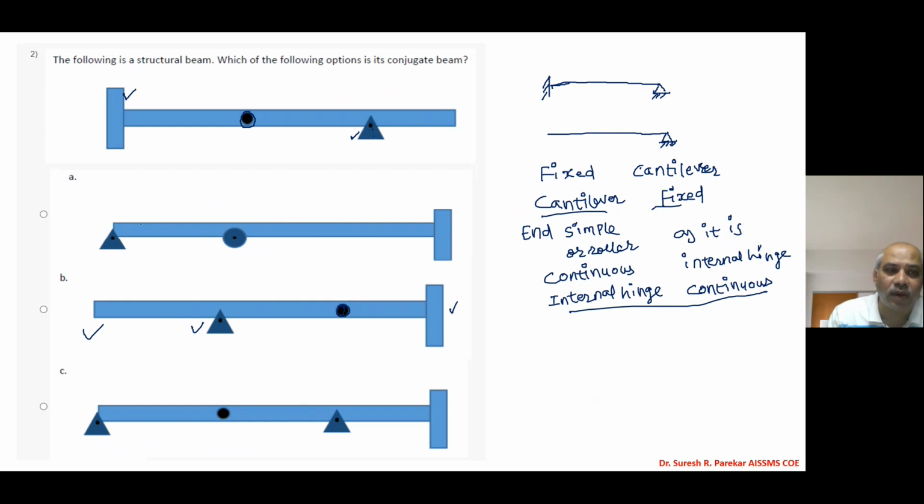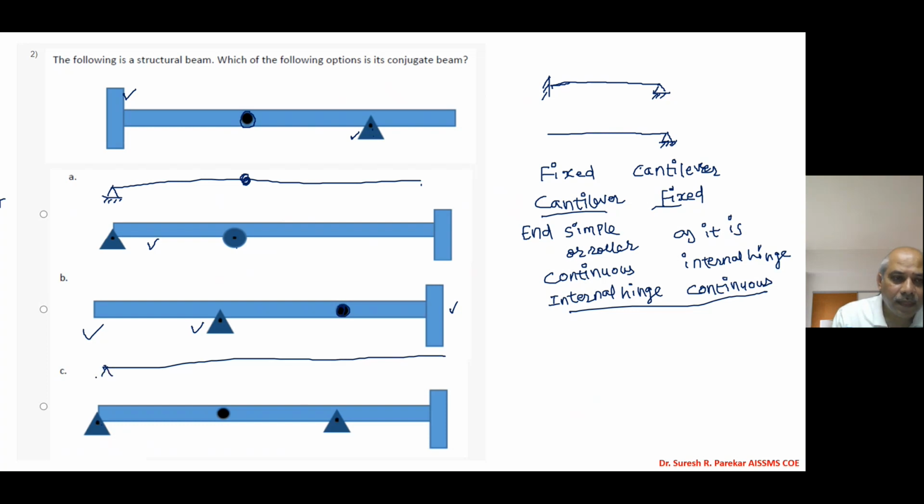Likewise, we have to go. If I have to plot a conjugate beam for this, what will happen? This end simple will remain simple as it is. Internal roller, a continuous support, becomes internal hinge. And this fixed becomes cantilever. Now if we go for this, then this will be as it is. Then this internal hinge becomes continuous support.